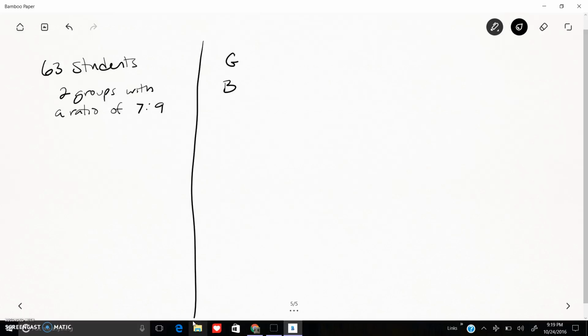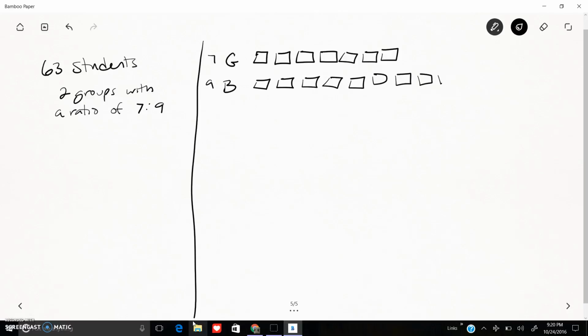So let's say I had four groups of girls. Actually, we need it 7 to 9. So let's do 7 girls. 1, 2, 3, 4, 5, 6, 7, and then 9 here. Okay, and each of these equals 63. All right, so 1, 2, 3, 4, 5, 6, 7, 8, 9, 10, 11, 12, 13, 14, 15, 16 into 63. So I have 63 divided by 16.